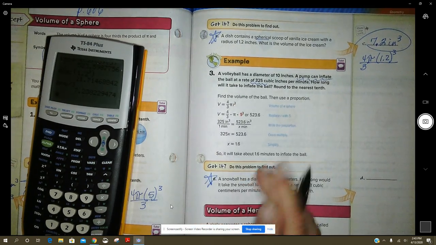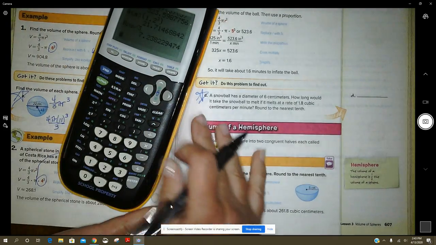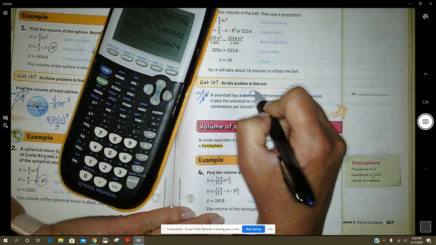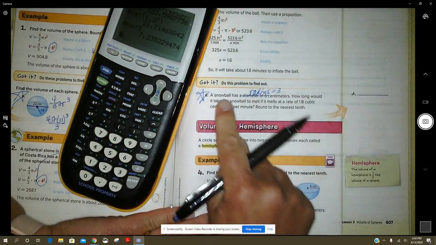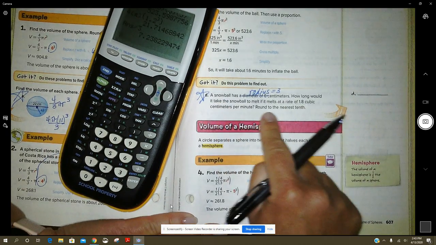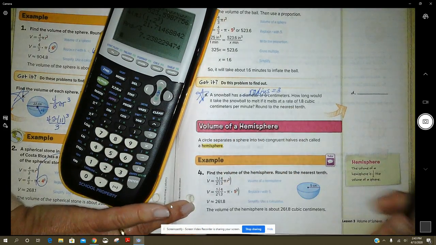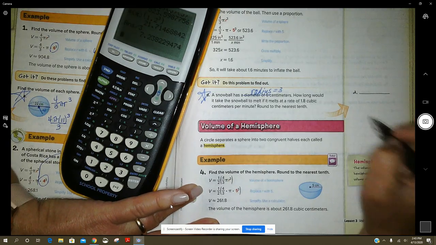So let's go try letter D, the got it problem down here. So we have a snowball with a diameter of 6. So first of all, right away, I'm going to say, okay, well, the radius is 3. Okay, it's a snowball, so it's in the shape of a sphere. How long would it take for the snowball to melt if it melts at a rate of 1.8 cubic centimeters per minute? By the way, it would melt a lot faster out here in Vegas, that's for sure.